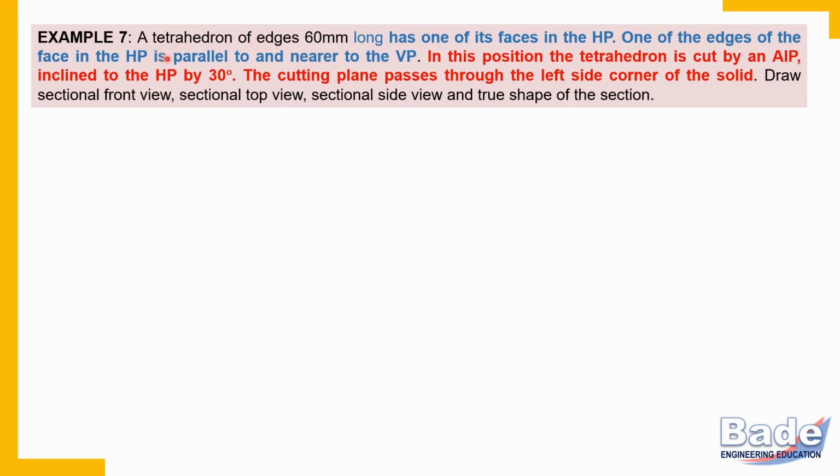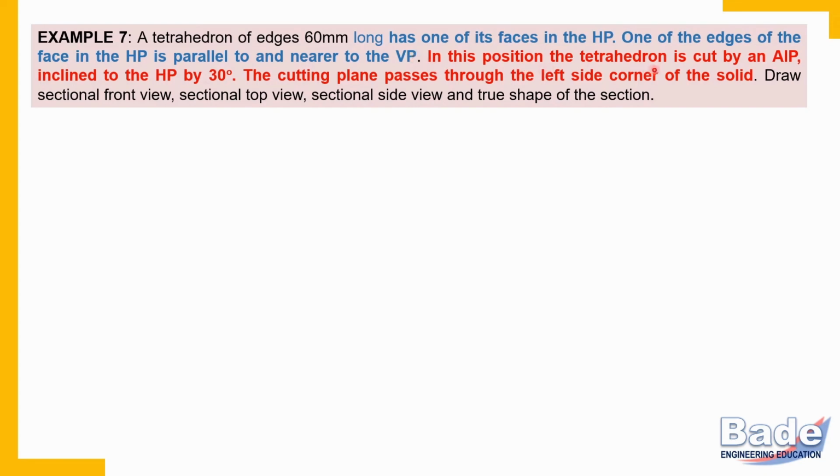Okay, let's proceed. A tetrahedron of edges 60 millimeter long has one of its faces in the HP. All faces are triangles, equilateral triangles, since all edges are of the same length. So this object has 4 equilateral triangular surfaces, and that is why it is called a tetrahedron. So one face in HP. Of course, that face we are going to consider as base. Base is an equilateral triangle. One of the edges of the face in the HP is parallel to and nearer to the VP.